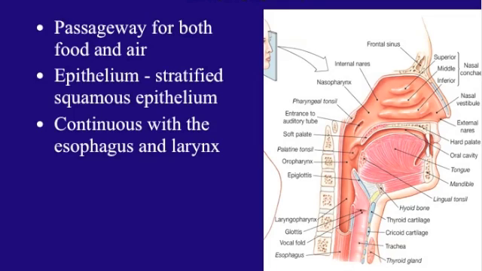The laryngopharynx, which is right here, is the last part of the pharynx. It's at the bottom of the throat, right before you get the trachea, which is right here. It's at the bottom of the pharynx. So it's the passageway for both food and air. It is covered with stratified squamous epithelium.